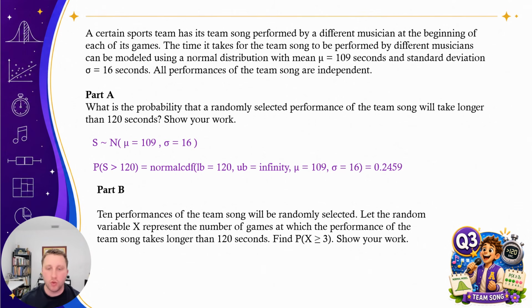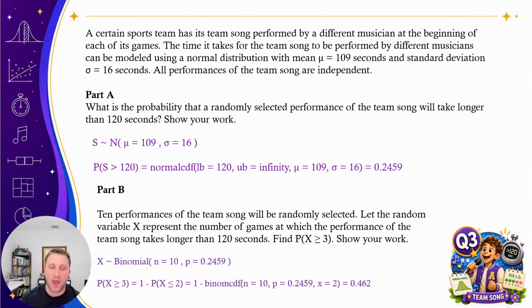Now, I want to use the binomial distribution. I should check BINS. So B, are the trials binary? Yes. Each time a song is sung, it can either be a success, taking longer than 120 seconds, or not. Those trials are independent. We are told that the performances of the team song are independent. There is a predetermined number of trials, that is 10. There are 10 times this performance is going to be randomly selected, and they all have the same probability of success, which we found in part A, 0.2459.